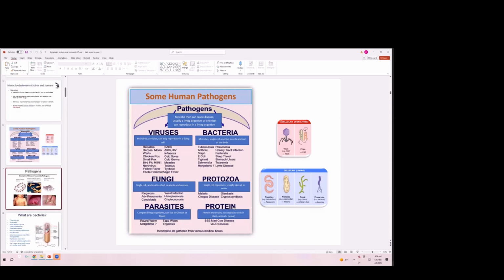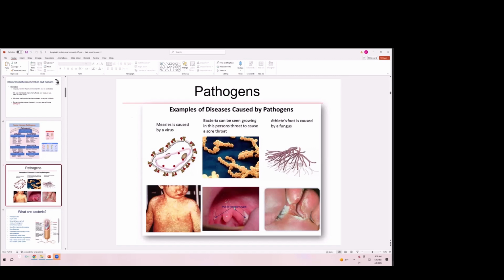So I put here examples of some diseases caused by pathogens. We talked about measles. We don't normally have measles now because when you are born, you have this regimen of, take this set of vaccines at this time. One of the vaccines that they make kids take is the one against measles. When a kid has measles, you have almost like blisters over their entire body. It's caused by a virus.